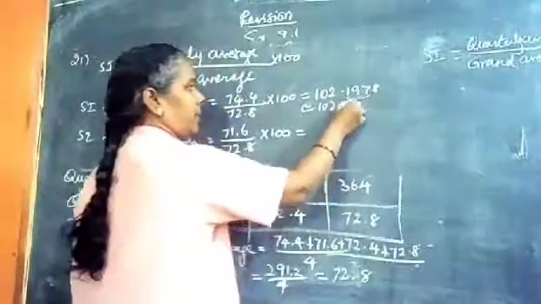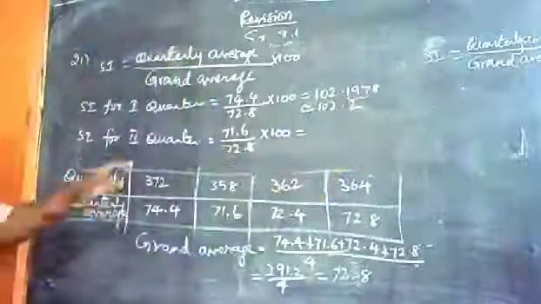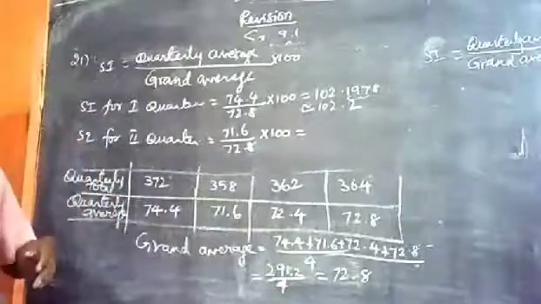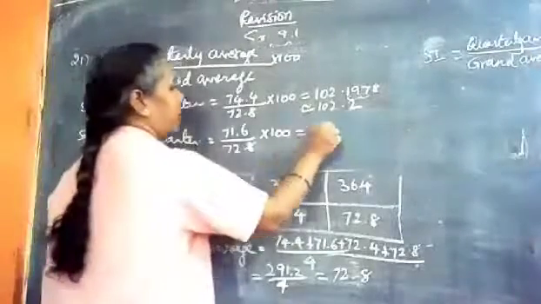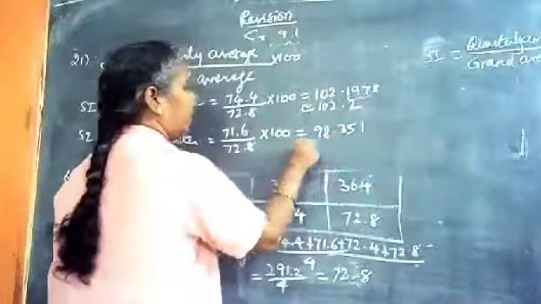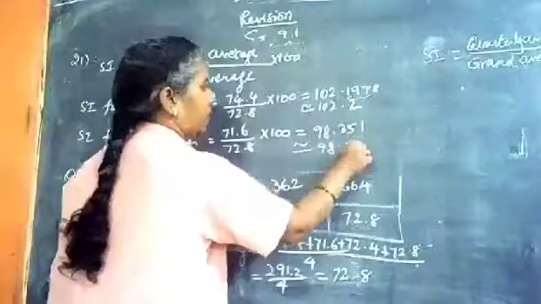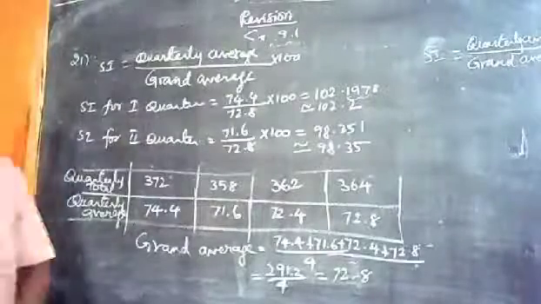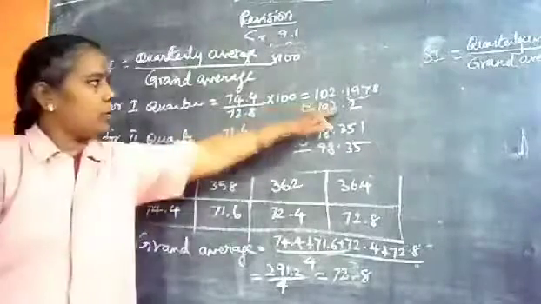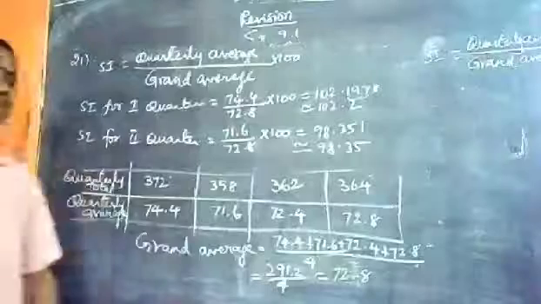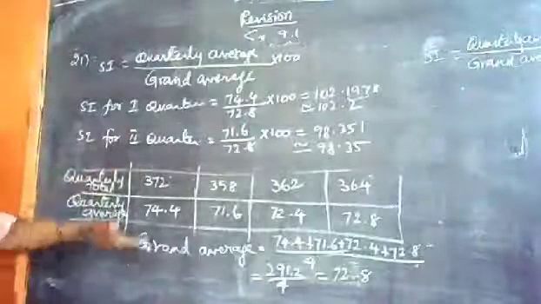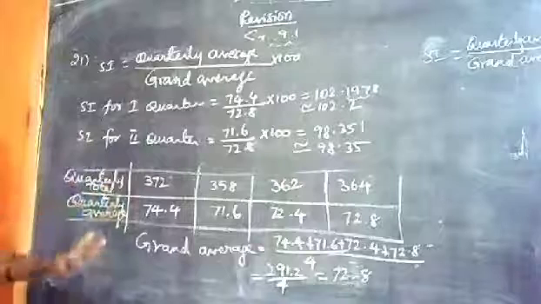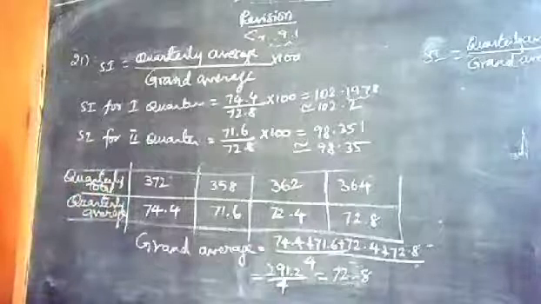Then what about the next one? 98.351, approximately 98.35. It is better to give a 2 decimal place answer. Similarly, you are going to find the answers for the third quarter and the fourth quarter. Can you try those remaining 2 answers? Yes, miss.